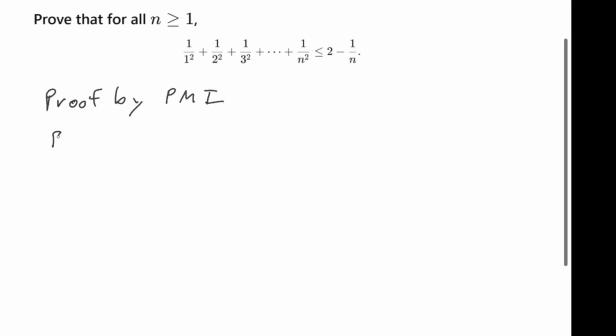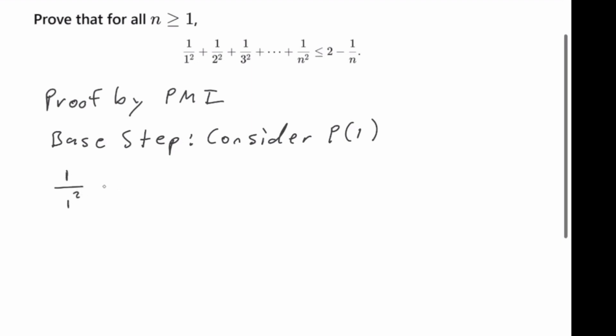Okay, so we're going to do our base step. Consider P of 1. That's 1 over 1 squared, which is equal to, of course, 1. And then 2 minus 1 over 1 is, of course, equal to 1. And 1 is less than or equal to 1, so it checks out.